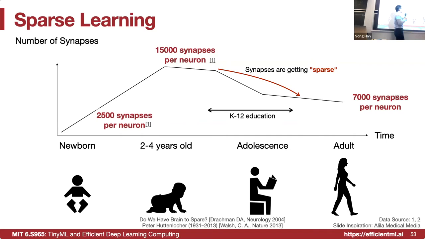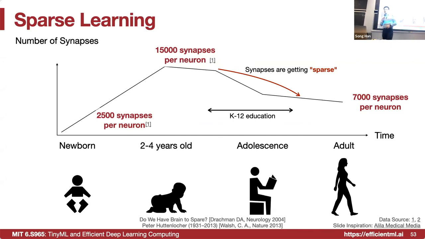But as a child enters K-12 education and adolescence, the synapses are actually getting sparse, decreasing from 15,000 synapses per neuron to only 7,000 synapses per neuron, right? So this is actually the time where we are learning most of the knowledge in our lifetime. Until he or she gets to adulthood, the synapses per neuron becomes fixed, about 7,000 synapses per neuron. So as an analogy, this is probably the pre-training step. This is probably the fine-tuning step.